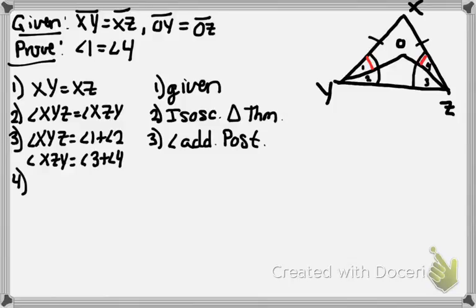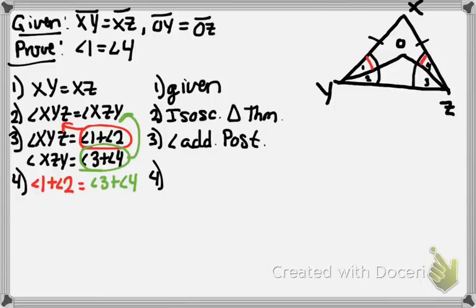Well, since angle XYZ is equal to angle XZY in part number 2, I can take angle 1 and angle 2, substitute that in for XYZ, and I can take angle 3 and angle 4 and substitute that in for XZY. So now that gives me that angle 1 plus angle 2 equals angle 3 plus angle 4. And all I did was replace one thing with what it was equal to, so that's the substitution property.